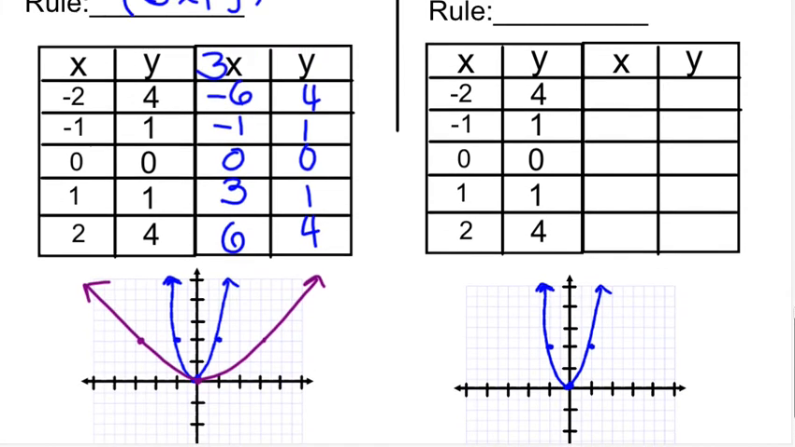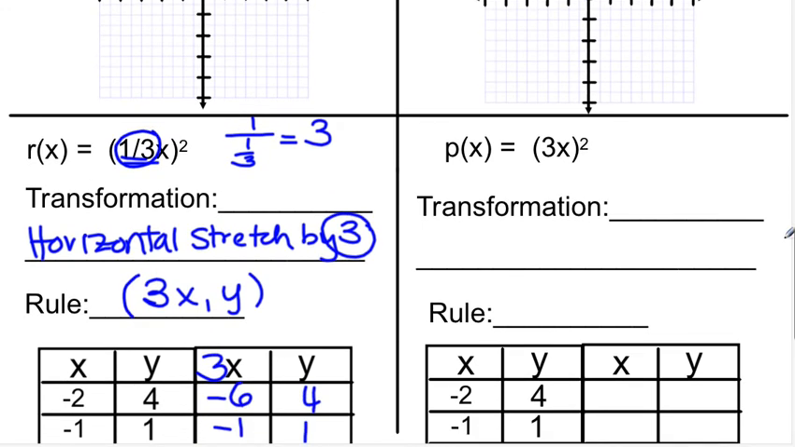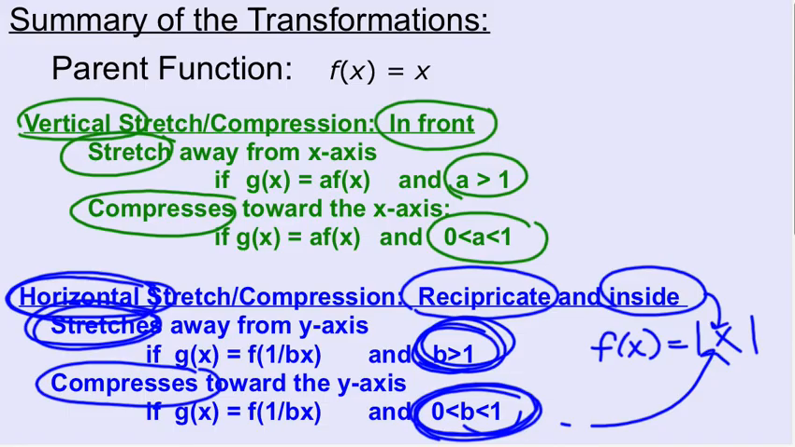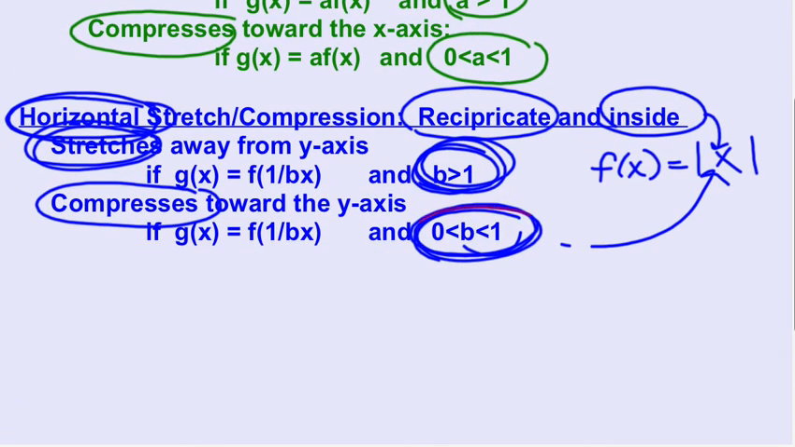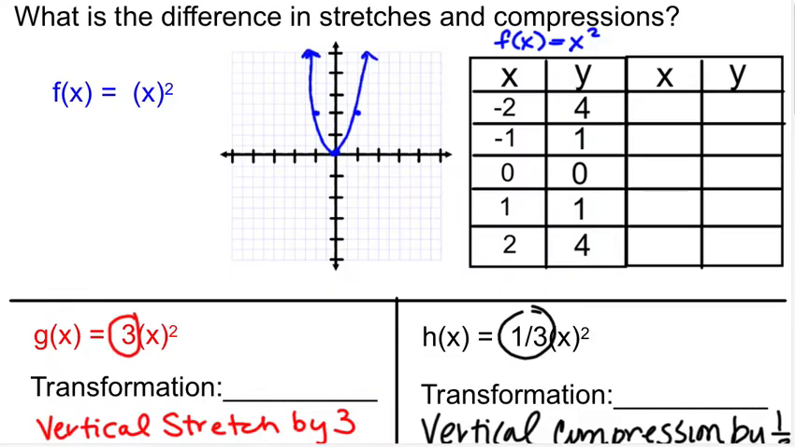All right, last one. Here is our 3. It's inside the parentheses, so we have to think opposite. We have to flip it. 1 over 3. So that is our multiplier. If we come back over here to our purple slide, notice our b is a fraction. So we say it's a horizontal compression by 1/3.